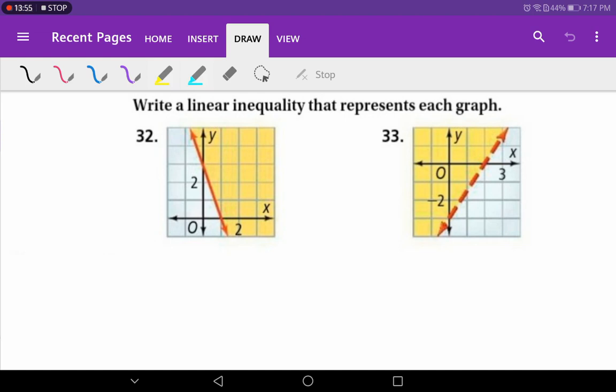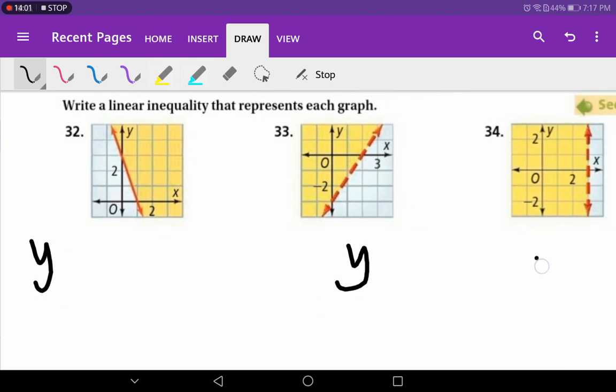Okay. First of all, do I write y or x here? This is x. How do I know? Because it is a vertical line. If it is a horizontal line, I write y.